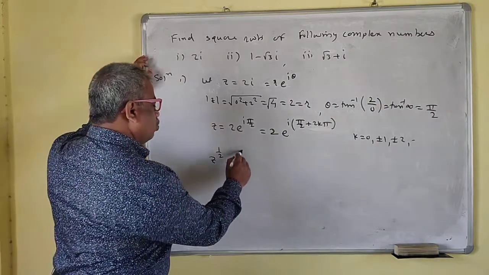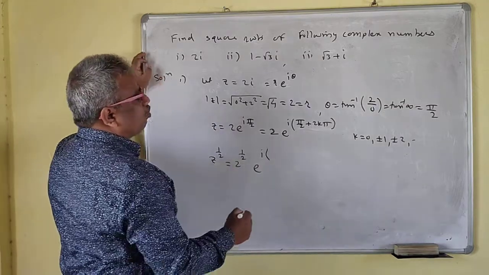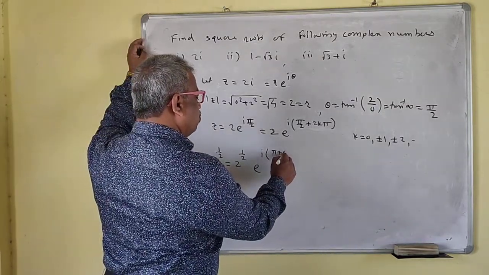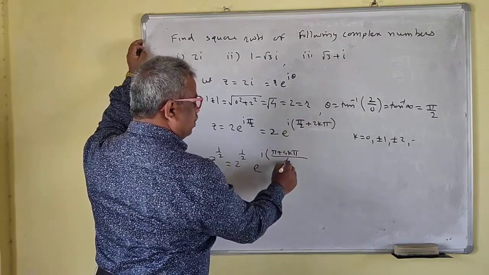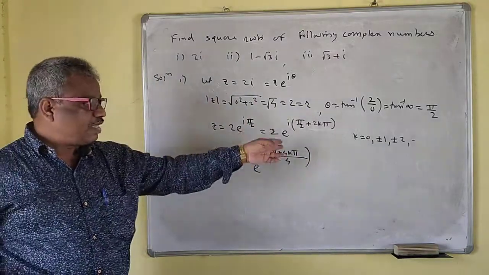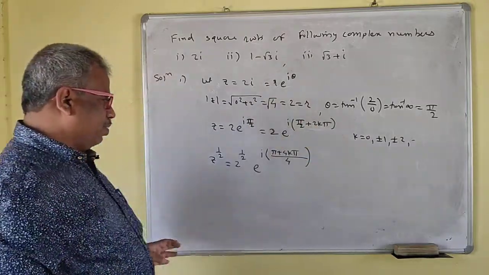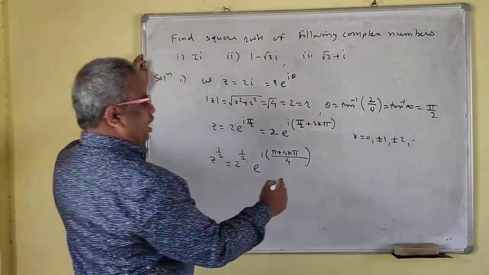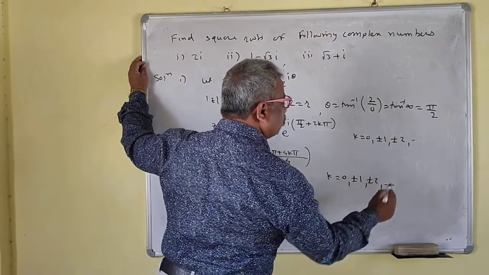So this is 2 to the power half, e raised to i, and this is π plus 4kπ, upon 2. So that means this becomes 4 now. You have to take the power half and the multiplication, so this is π by 4 plus kπ. Okay, no problem for this one. So k is equal to 0, plus or minus 1, plus or minus 2, and so on.